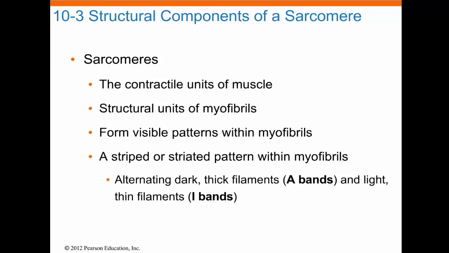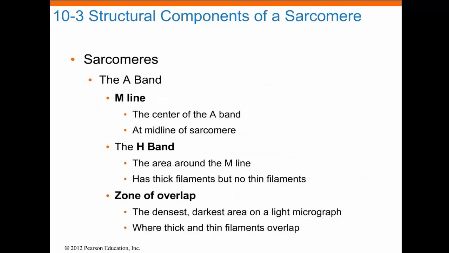You'll see I've used this example for you to label in your lab reports. The sarcomeres with the A band have an M line, which is the center of the A band, and an H line, which is around the M line. And then there is a zone of overlap. This is the darkest area where the thick and thin filaments overlap.